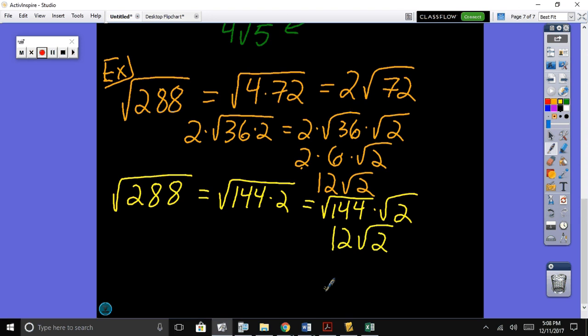And again, I could plug this in my calculator and see that I get the same exact answer. Whether I take more steps, or if I'm better at looking for patterns, I can make my work go a lot easier with fewer steps.